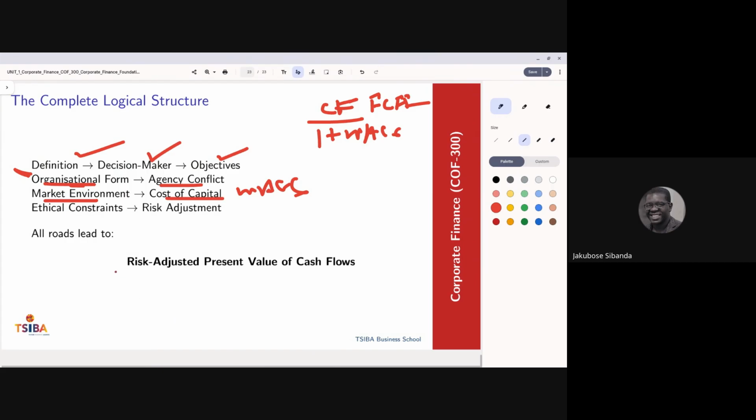Right. So everything that we are trying to do, we are trying to find the risk adjusted present value of all cash flows, so of all cash flows within the company.